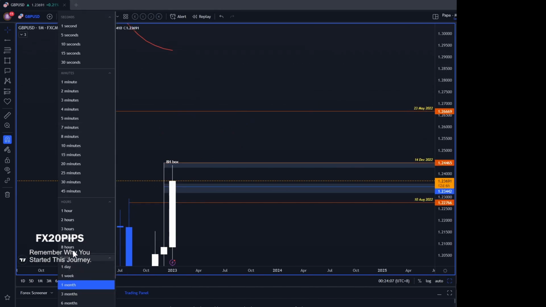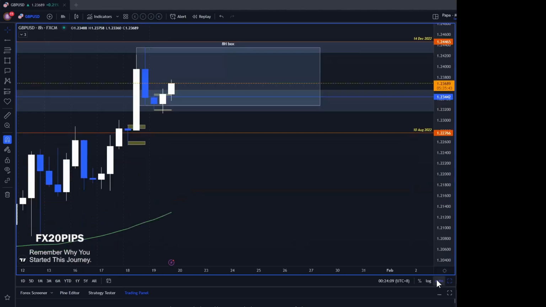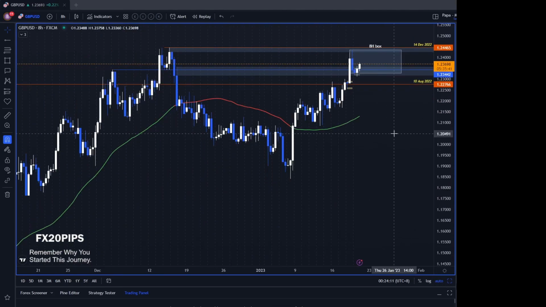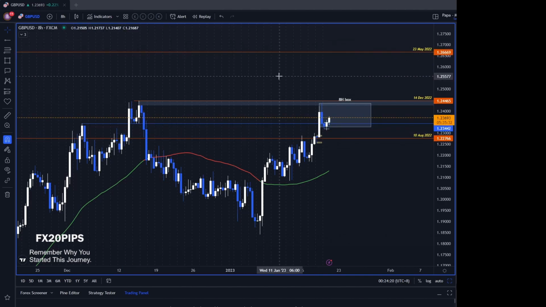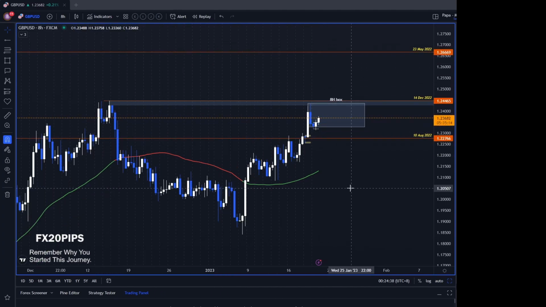So let's go back to 8 hours. So we have the new 8-hour candle box. Now what I'm going to do is delete this order block, the previous resistance, the blue line that we have, this and this. Because this is the same as the monthly one, I'm just going to delete this one. This is of no use now.